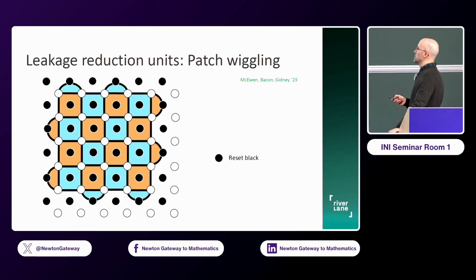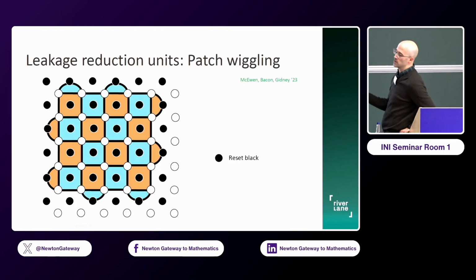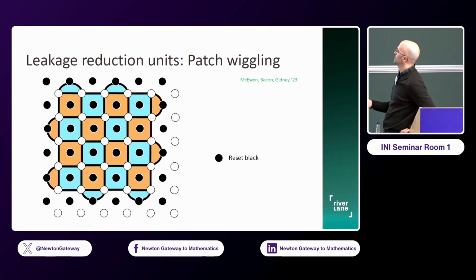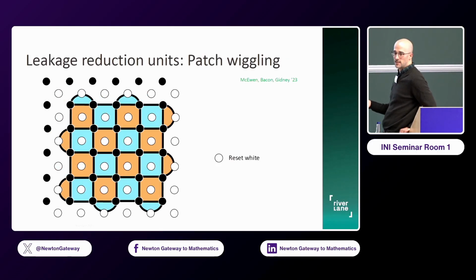Now, the problem, of course, is that the white qubits, we don't want to reset them very often because they carry the quantum information, and we don't want to destroy this quantum information. So what should we do? Well, what we're doing in this paper is the following. So the surface code patch is going to look like this in one step, and like this in the following step.